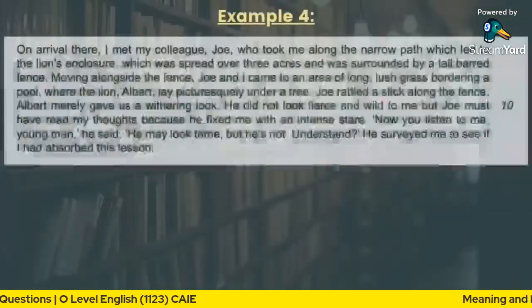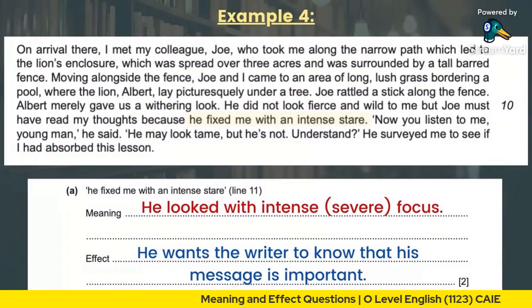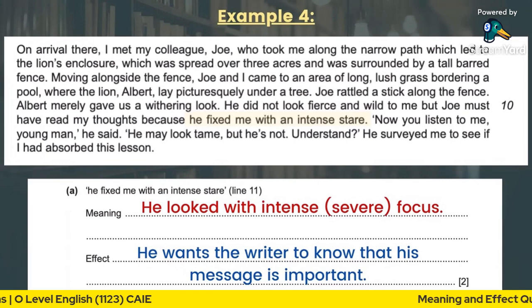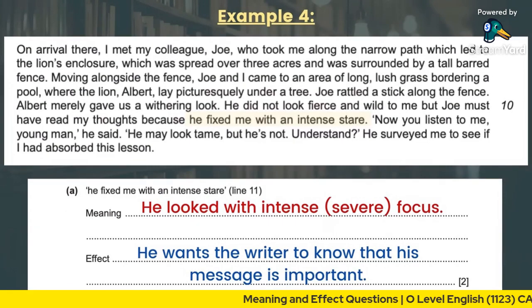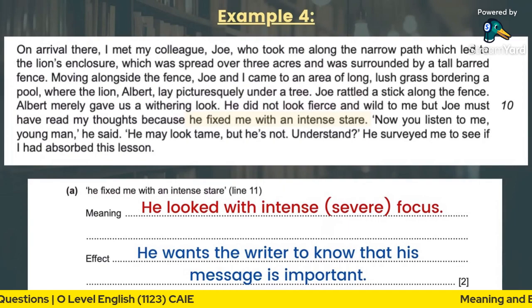With this, let's move on to example number 4. Read the passage in front of you. And take a look at the highlighted part as well. The question says, he fixed me with an intense stare. If we take a look at its literal meaning, it means that he was looking very deeply, or with intense focus. Now this staring with intense focus shows that the message was important. You can also say that the writer wants to stress the seriousness of the situation.